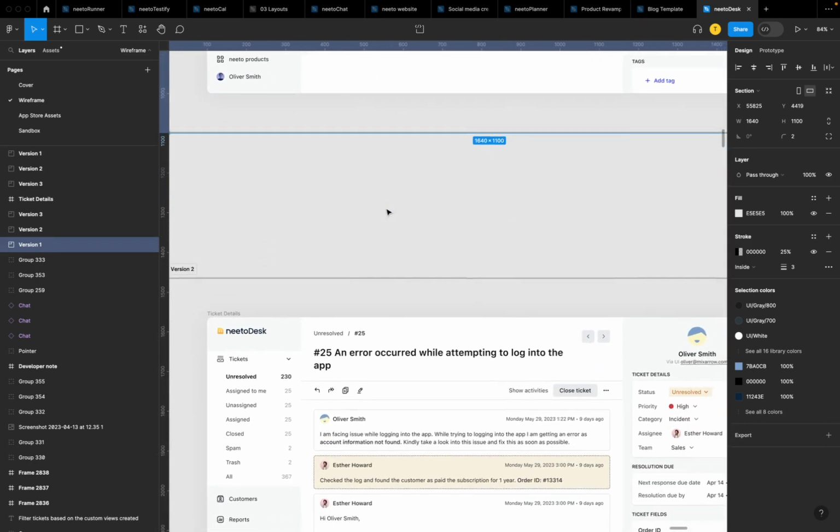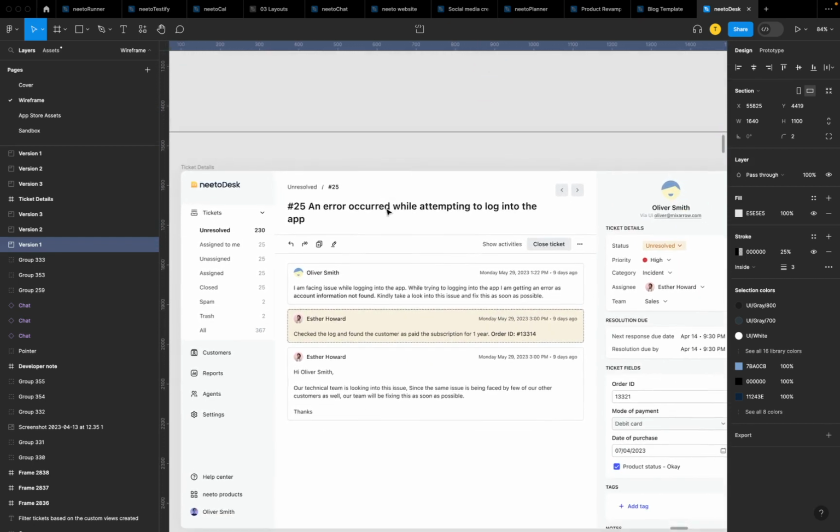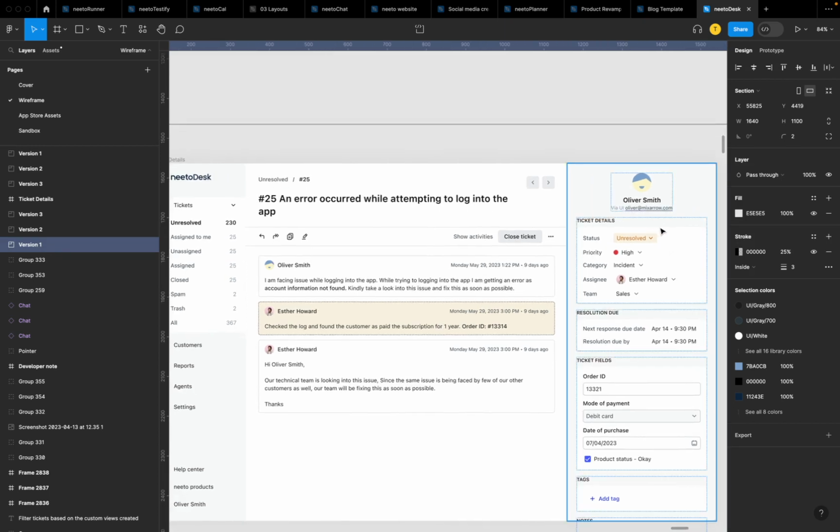That's when I was thinking of going with the second approach, where instead of highlighting things and showing them at the top along with the title, I was thinking of showing or highlighting the things on the right hand side along with the meta information itself.